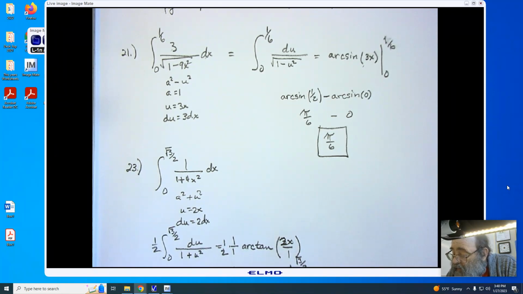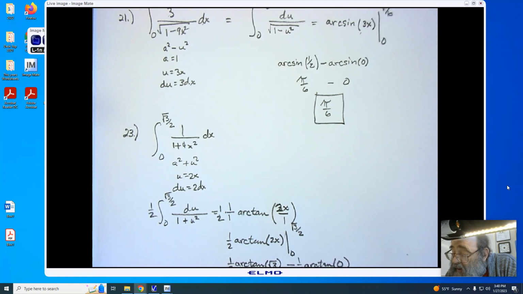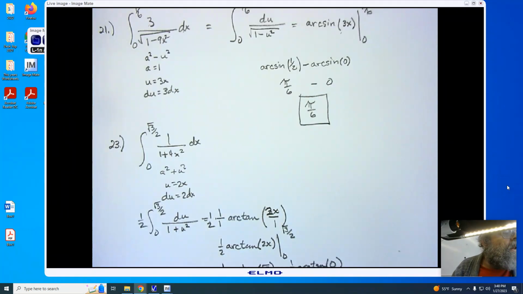We're going to start with the root 3 over 2, giving me 1/2 arctangent of root 3 minus 1/2 the arctangent of 0. And we know that the arctangent of 0 is 0. And we're now asking, when do I get a root 3? That is a pi over 3. And I'm left with pi over 6 as my answer for number 23.